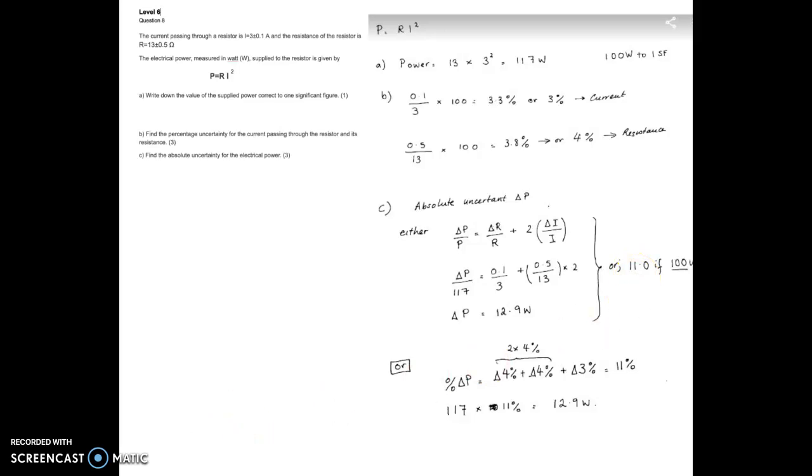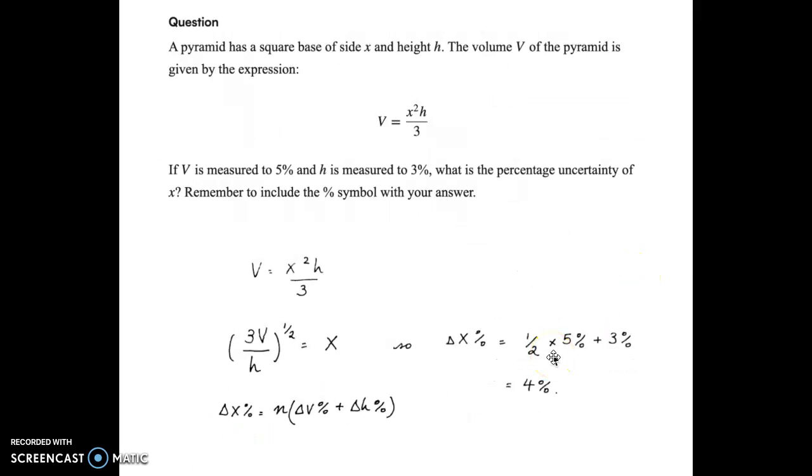Okay. And this is the final question, which just has a complicated equation. So a pyramid has a square base of side x and height h. The volume is given by this expression. If V is measured to 5%, so V has a percentage uncertainty of 5, h is measured to 3. What is the percentage uncertainty in x?